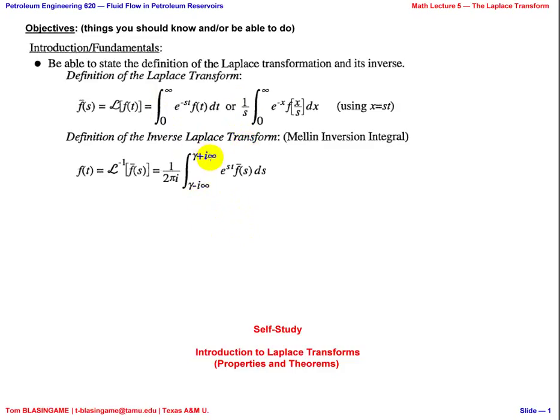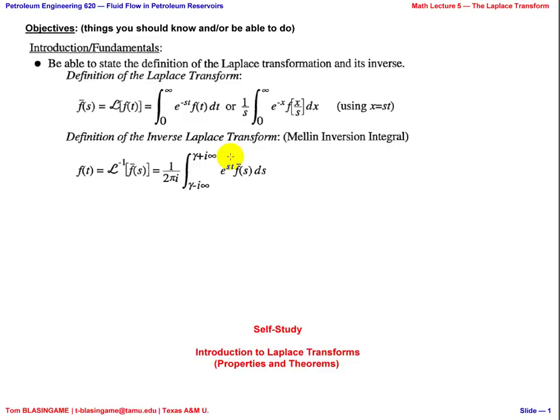plane. This guy over here is an imaginary number, right? So trying to do the inverse Laplace transform is like most of the times impossible.